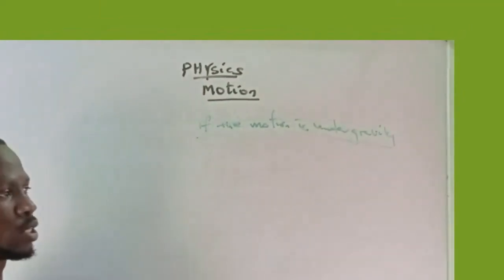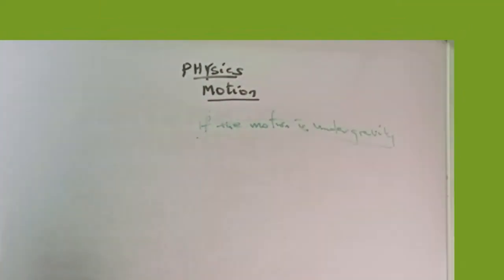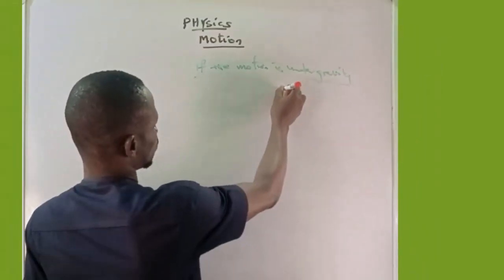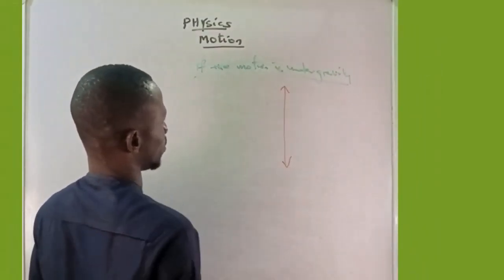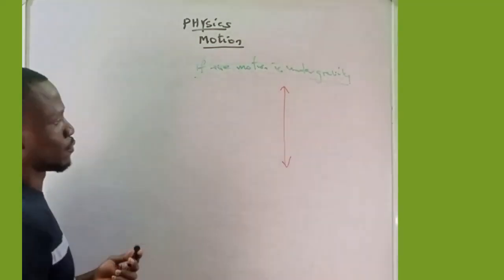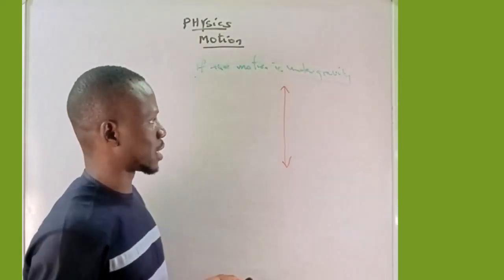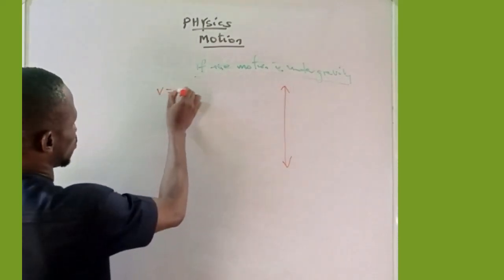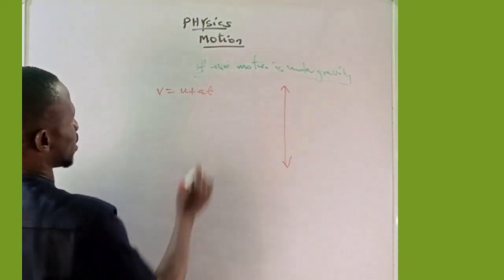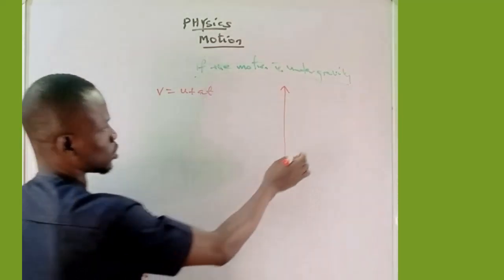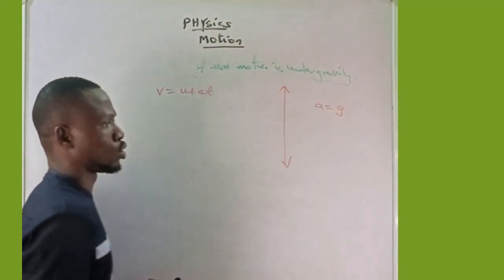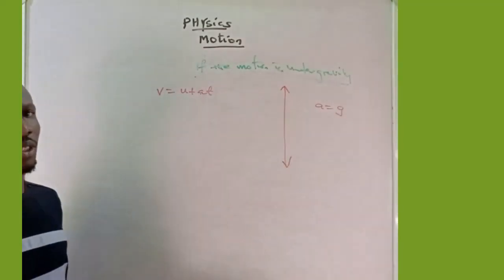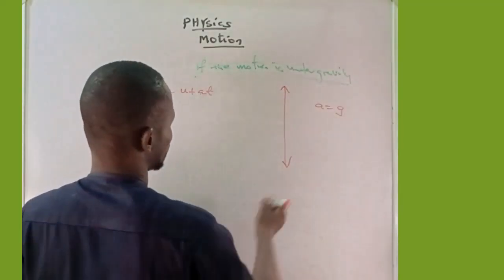If the motion of the body is under gravity, it implies that the motion is a vertical motion. It's either going up or coming down and is affected by the gravitational force, like I told you in the last class. Is it not? So motion under gravity, V equals U plus AT, equation 1, the acceleration becomes gravitational acceleration because the acceleration is affected by the force of gravity, is it not? So the acceleration depends on g.